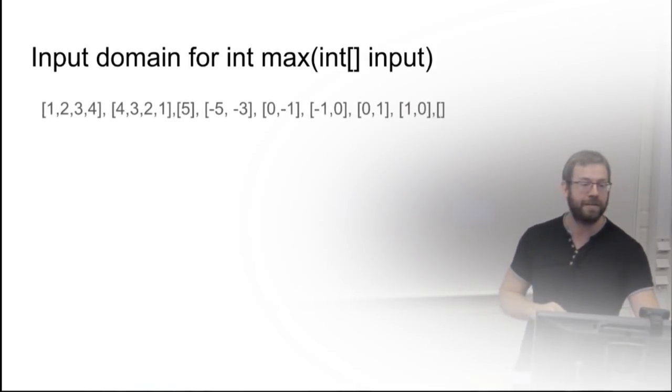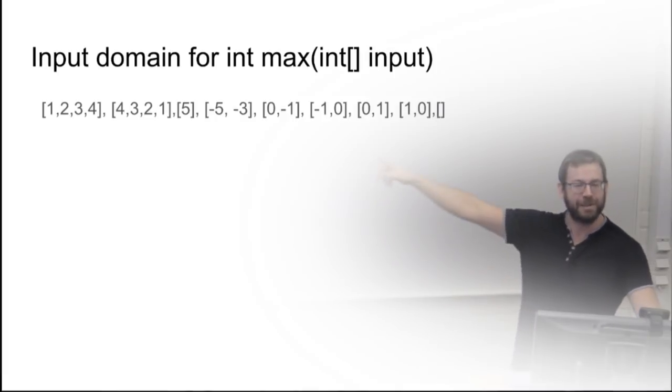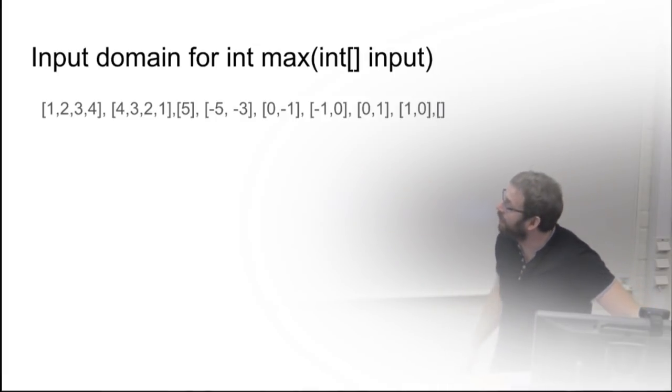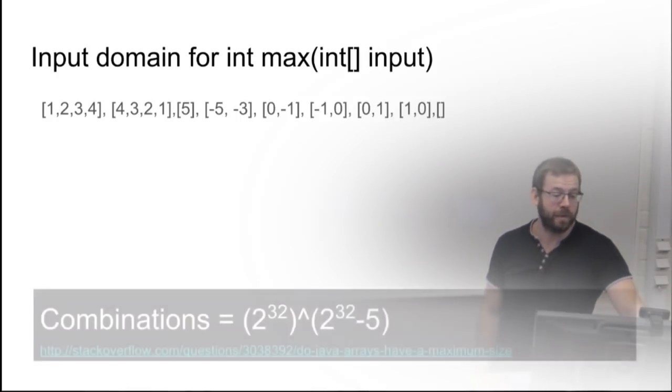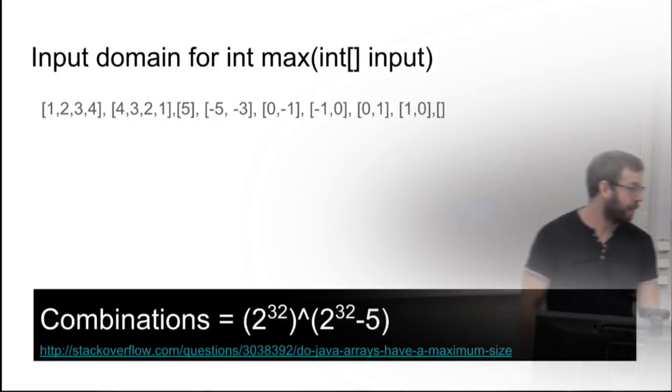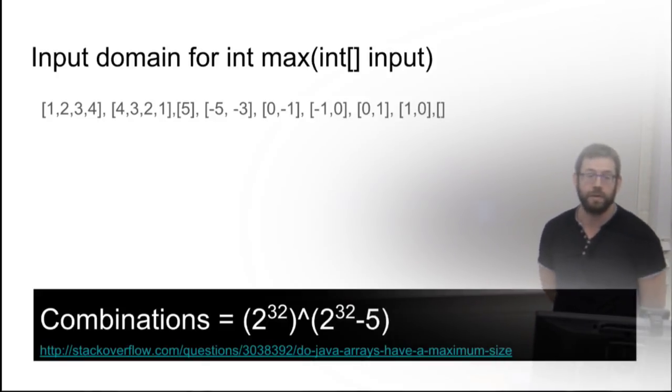These are some cases, though I didn't actually know what's supposed to show up here. But these are some possible input arrays. You can see 1, 2, 3, 4, and the other one 4, 3, 2, 1, and 5, -5, -3. These are different inputs in the input array. But really, the number of combinations is super huge.